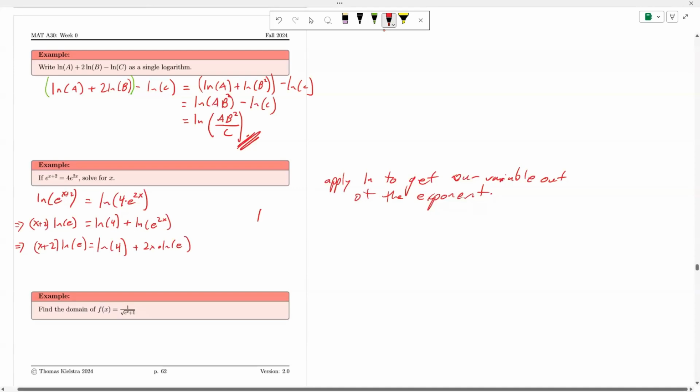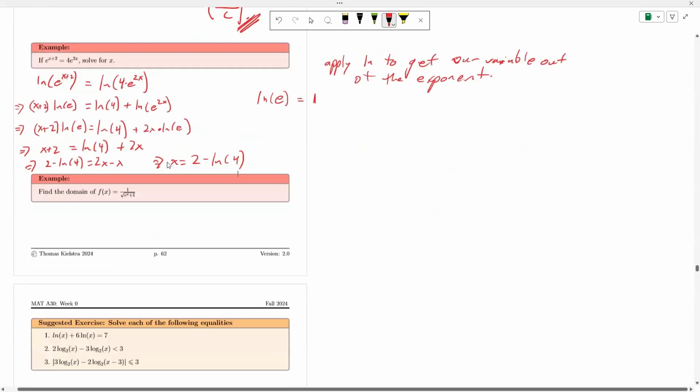Now, ln of e is equal to 1. So this implies that x plus 2 equals ln of 4 plus 2x, which implies that 2 minus ln of 4 equals 2x minus x, which implies that x equals 2 minus ln 4. For the final expression, what we're going to do is determine the domain of this function.